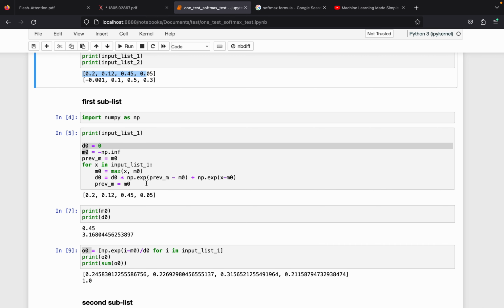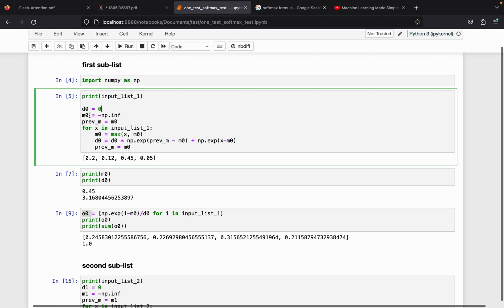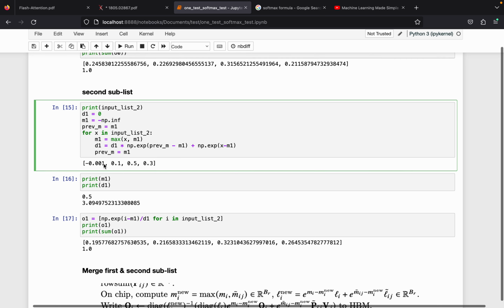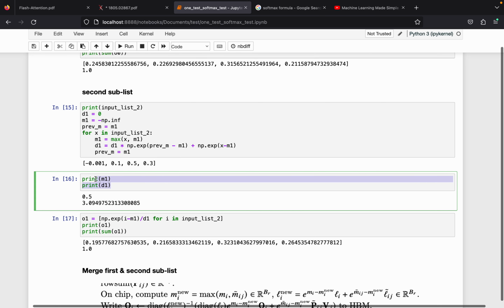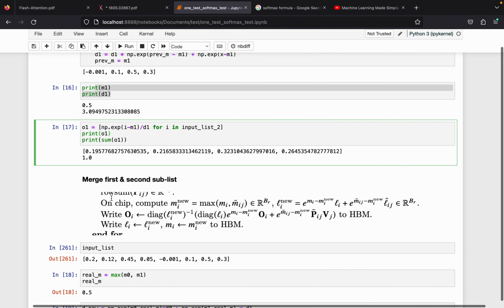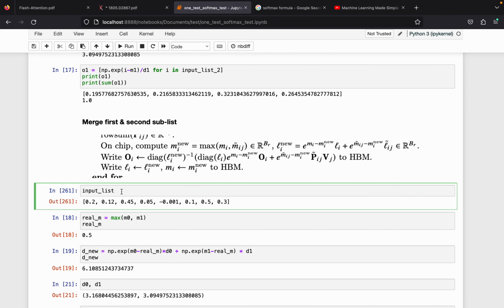Now for the first sublist we have M0, D0 and O0. Similarly, we will process the second sublist as well. We will get M1 and then D1 and then O1. And this is where the fun comes in. Now this is what the input list is.